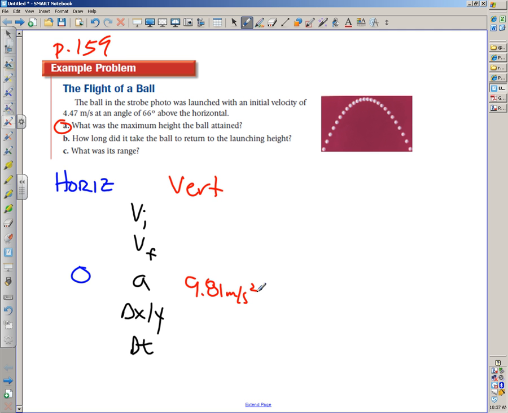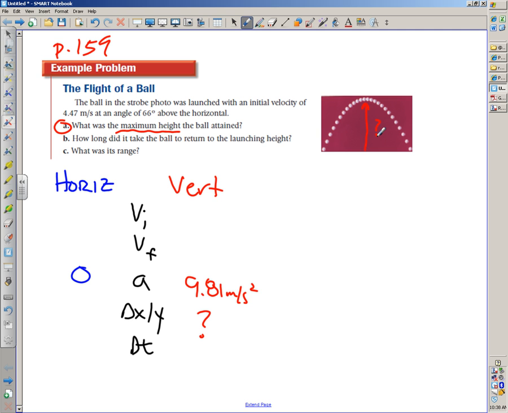To solve for this problem where it says, what is the maximum height? What's our unknown in this problem here? What are we trying to solve for? Displacement, especially, Ben, which way? Vertical displacement. That's what we're looking for here. We want to know how high this ball ends up. Maximum height.